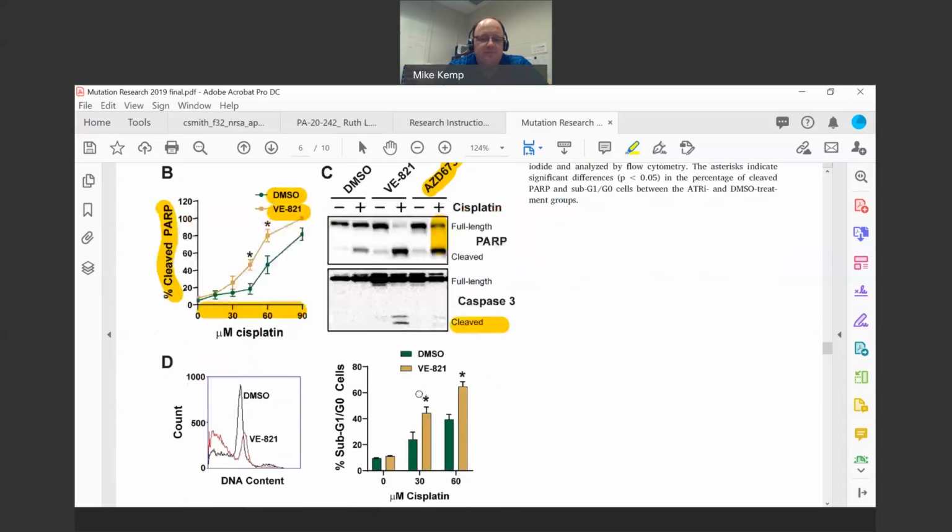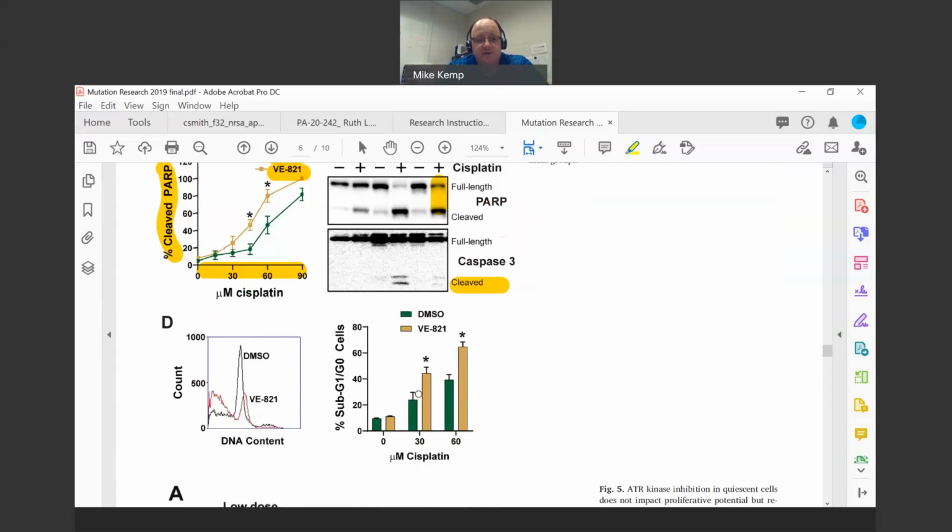And we can see that, again, we see more of that cleaved PARP with both ATR inhibitors in the presence of cisplatin. Now, consistent with the idea that cells are dying, one of the things we could do is stain the cells for their DNA content by propidium iodide staining, and use flow cytometry to measure cell cycle distribution. If we look at cell cycle distribution, this peak here corresponds to a G0 or G1 peak, consistent with the idea that the cells are quiescent. We don't see many cells in S phase or G2.